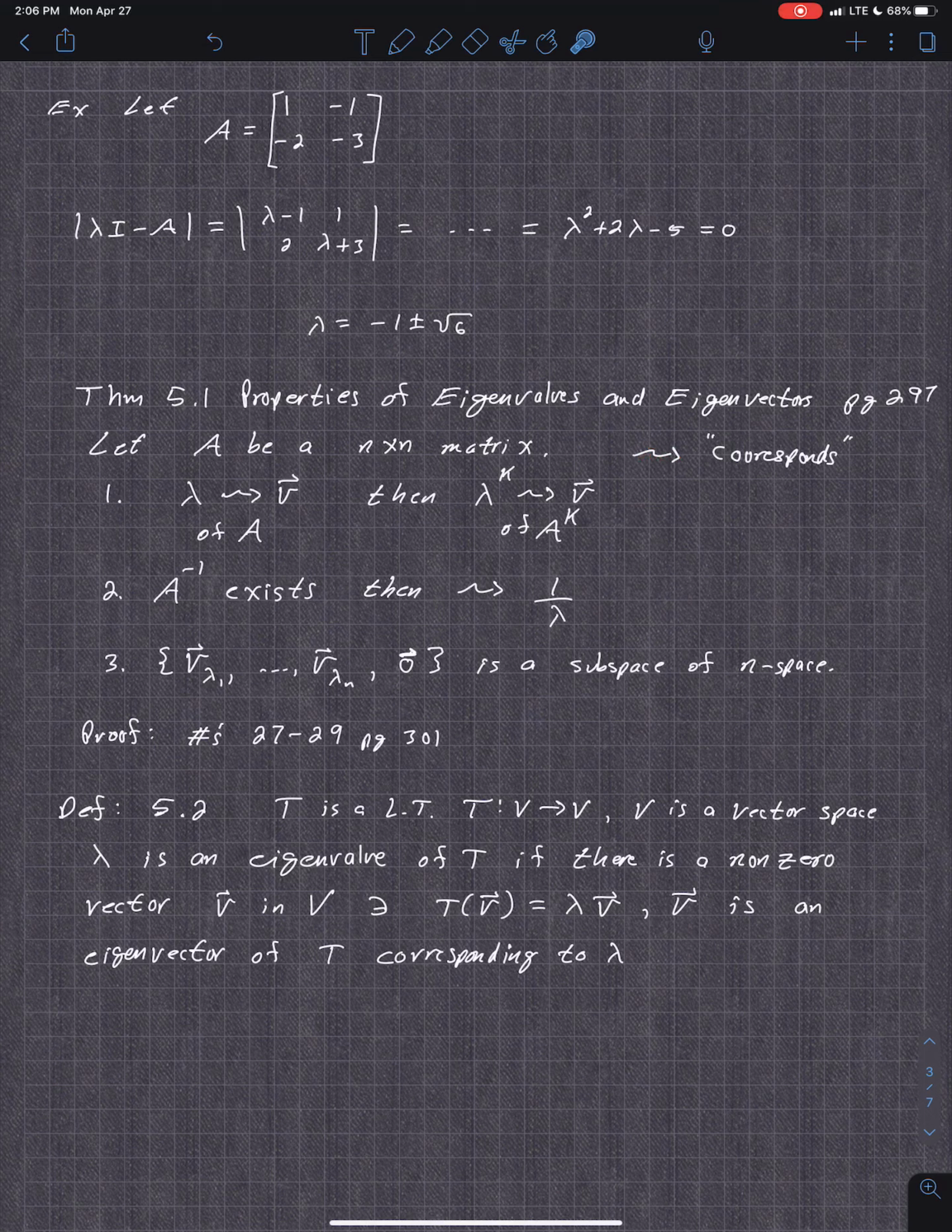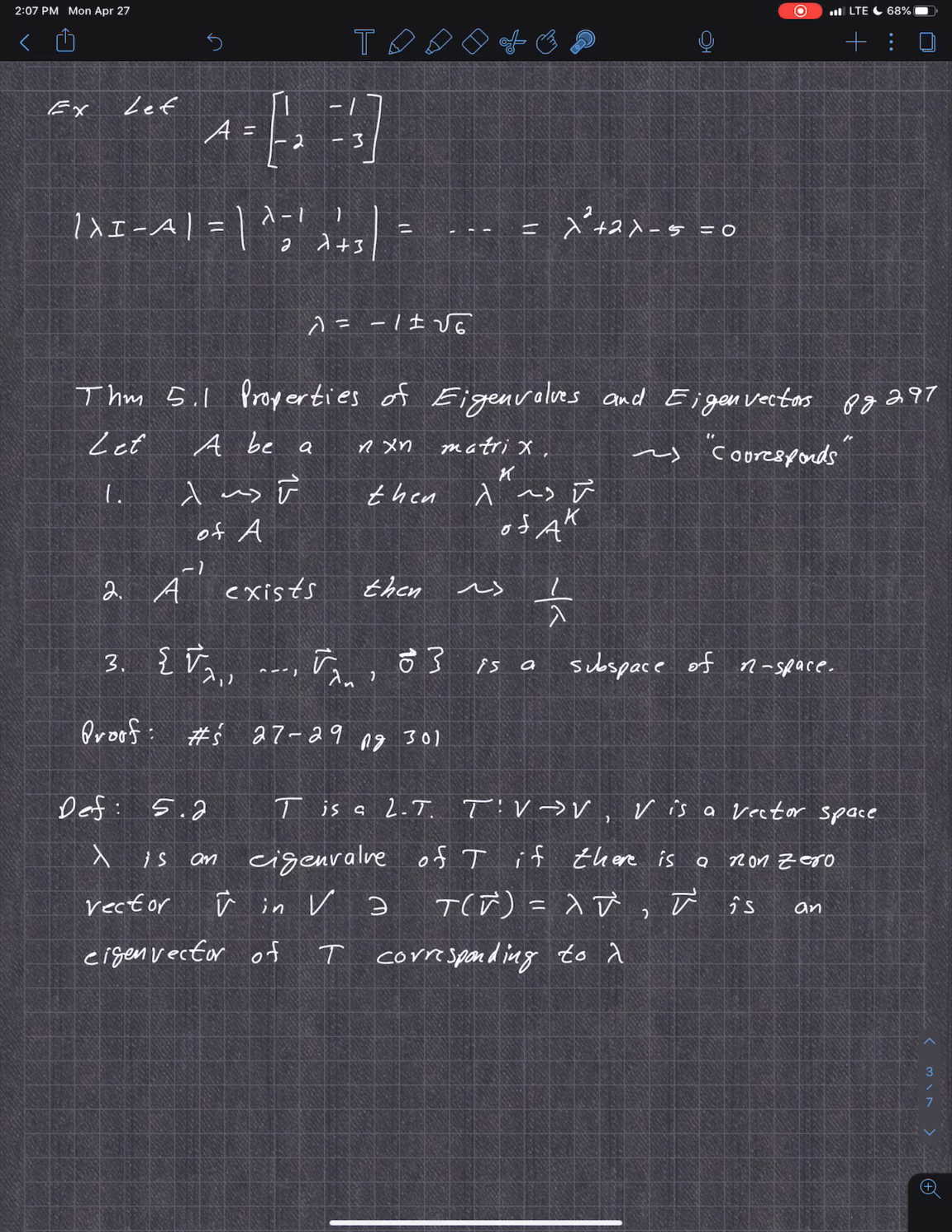I use this little arrow just for corresponds to, because there's a lot of verbiage in here. So this is what it says. Let A be an n by n matrix, and we'll have lambda correspond to V. So if lambda corresponds to V of the matrix A, then lambda to the k corresponds to the eigenvector V of A to the k. So if you're raising A to a power, you end up getting lambda to a power. Okay, so that's a property of eigenvalues and eigenvectors.